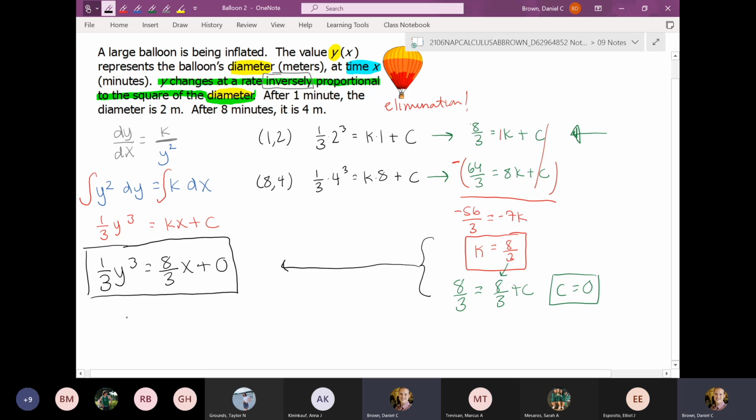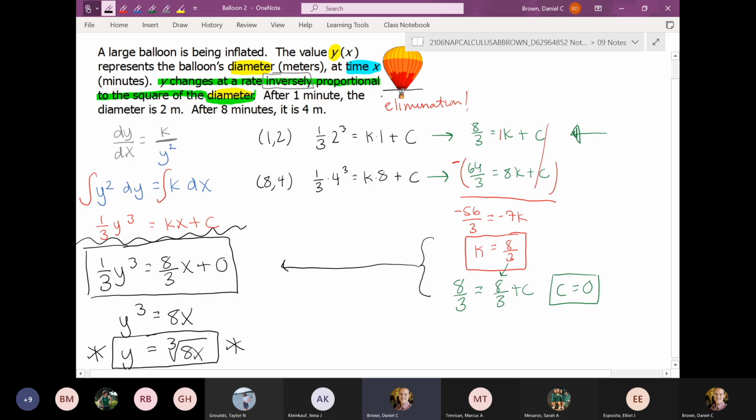If you want to solve it for y, which is often useful, we get y is equal to the cubed root of 8x. And again, think about how that can be used. I might say like, hey, what's the diameter at 10 minutes? Plug in 10 for x. When is the diameter going to be equal to 10? Plug in 10 for y, then solve it for x. So again, that will be how we use that equation. The calculus pretty much ended here. And all the rest after that really and truly was just algebra.